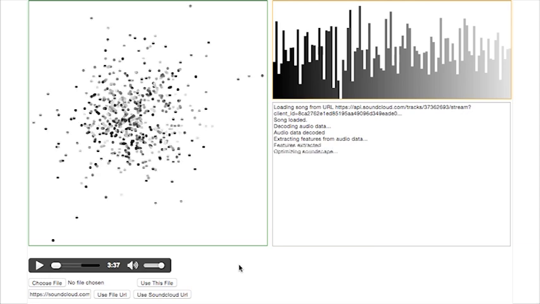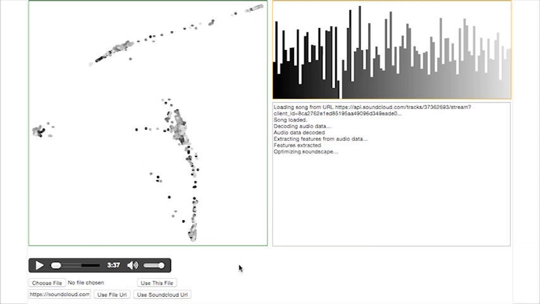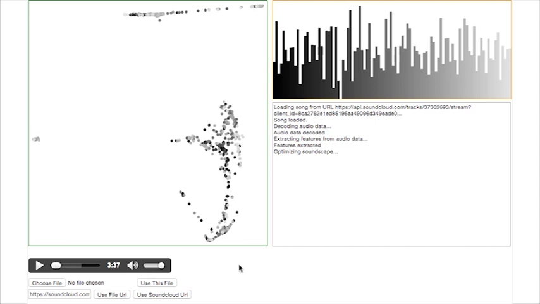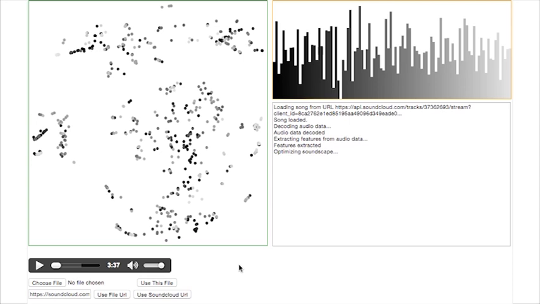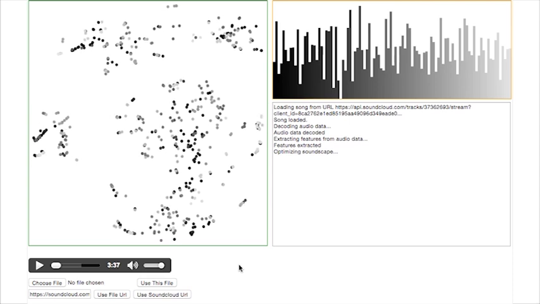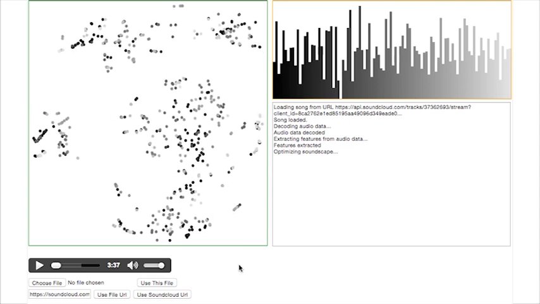Next, we use a technique called t-distributed stochastic neighbor embedding, or t-SNE, for visualizing how chunks of audio are related to each other in two dimensions. We then run the k-means algorithm to cluster related chunks of the song together.